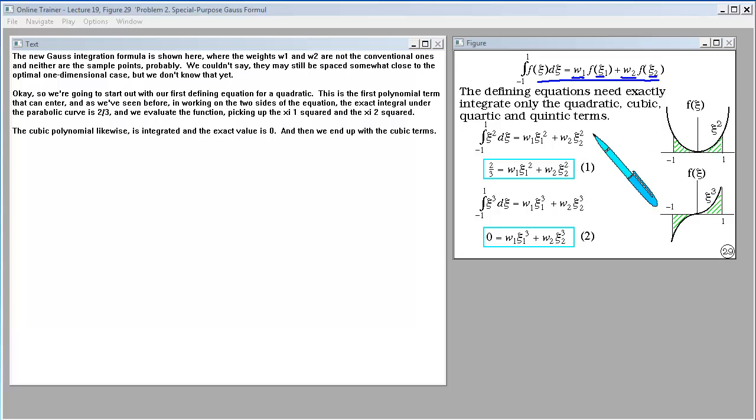Okay, so we're going to start out with our first defining equation for a quadratic. This is the first polynomial term that can enter. And as we've seen before, working on the 2 sides of the equation, the exact integral under the parabolic curve is 2/3, and then we evaluate the function picking up the c1 squared and the c2 squared. The cubic polynomial likewise is integrated, and the exact value is 0, and then we end up with the cubic terms.